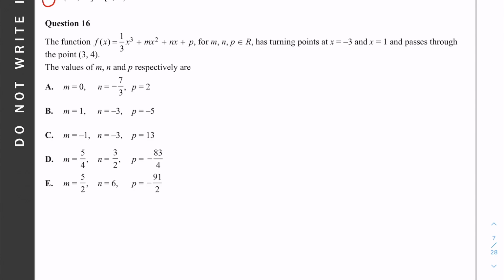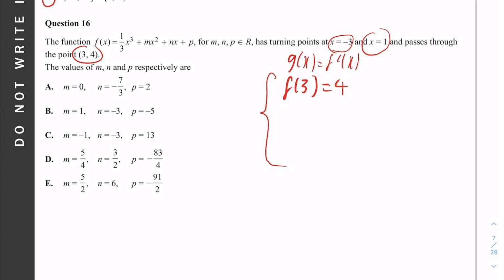The function f of x that has turning points at x equals negative 3 and x equals 1 and passes through the point. So we have 3 variables and we need to form 3 equations. So the first equation, well, we can have one for this, and also one for that. So if we say f of 3 equals 4, that's our first equation because that's a point. Then let's just say g of x is f dash x. Then g of -3 is equal to 0 because the gradient equals 0 at that point. And the same for that 1.